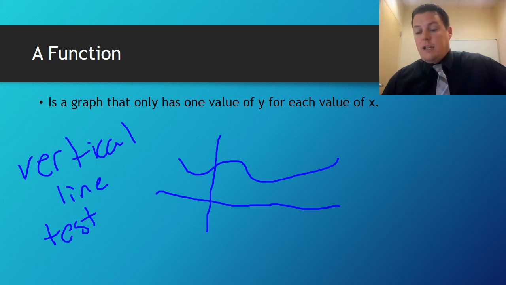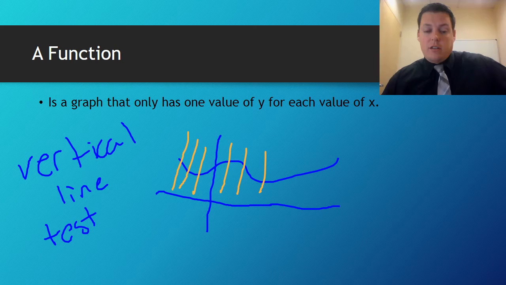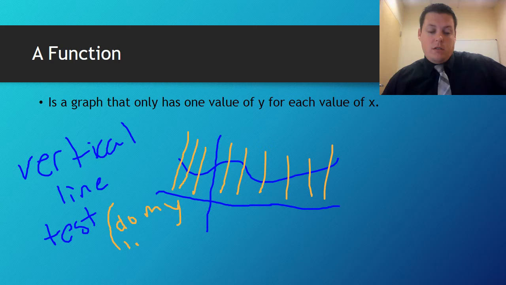And what a vertical line test does is, can I draw a vertical line anywhere on this graph? Does it only hit the graph once? So do my lines only hit the graph once? And in this case they do, so this graph is a function.